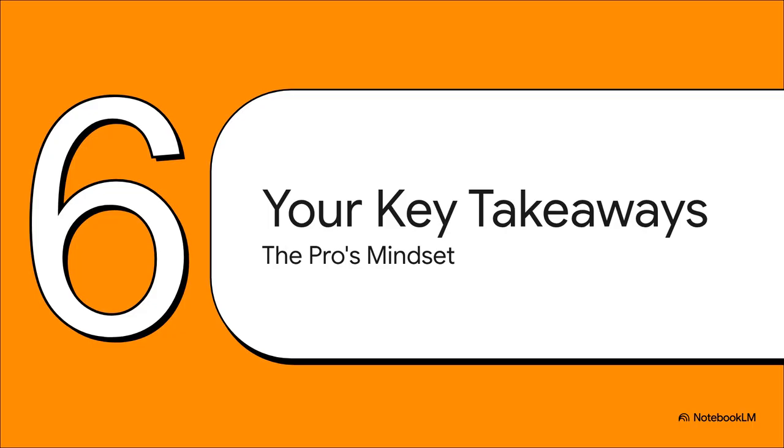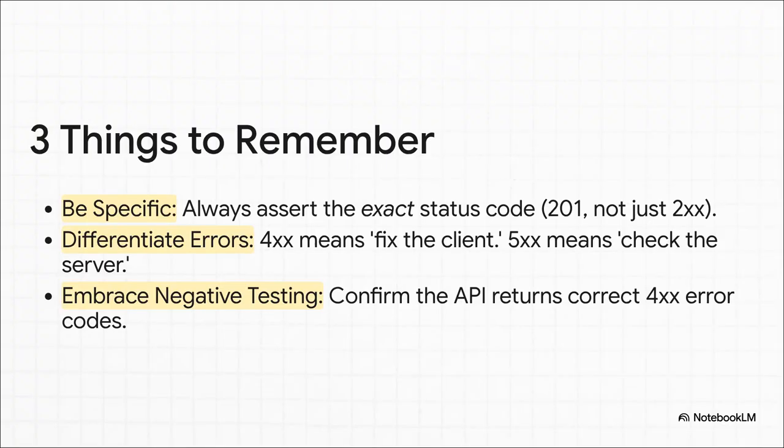All right, let's wrap this up. Let's boil everything we've talked about down into a pro-level mindset that you can start using today. Here are your 3 golden rules. 1, be hyper-specific in your assertions. Don't just check for something in the 200s, check for a 201. 2, immediately know the difference between a 4xx and a 5xx error. It's your roadmap for debugging. And 3, make friends with negative testing. Proving an application handles errors correctly is just as valuable as proving it handles success.